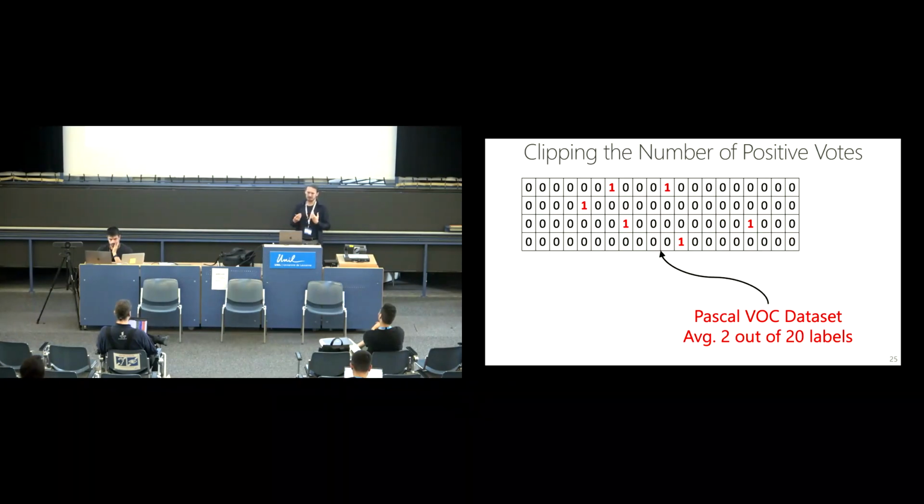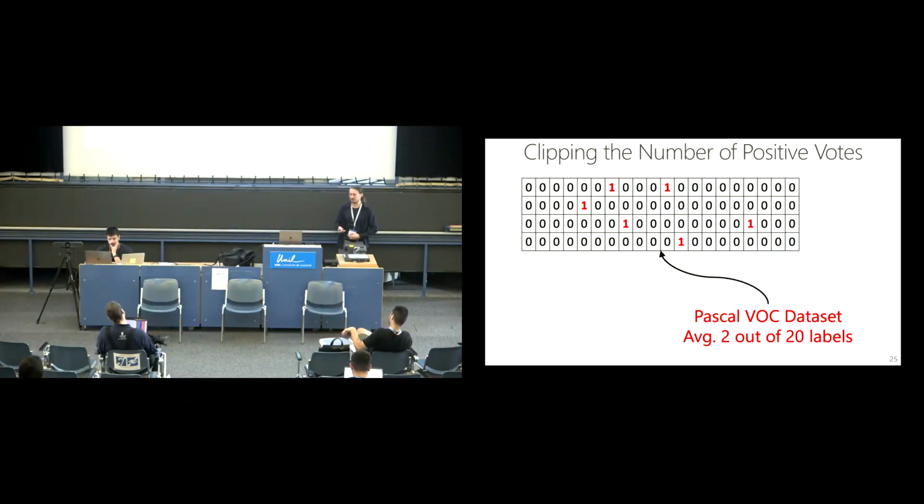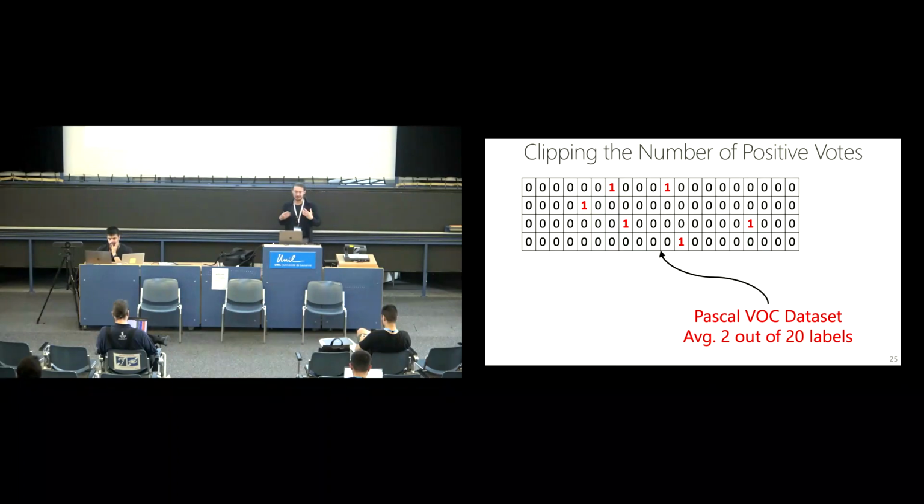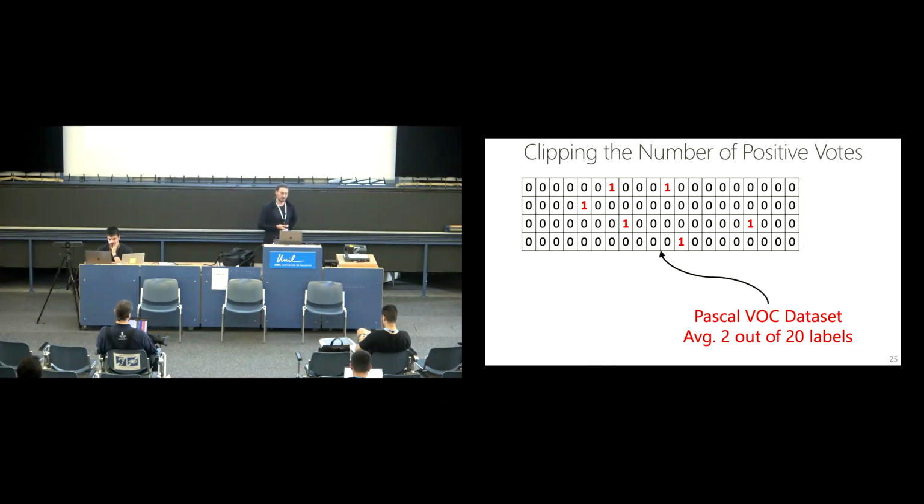And when we now delve into real data sets, such as Pascal VOC, what we observe is that, in general, there are not many positive labels for a given data point. For example, in Pascal VOC, on average, there are only 2 positive labels out of 20. So how can we cater to these real-world requirements? What we actually do is apply clipping to the number of positive votes.